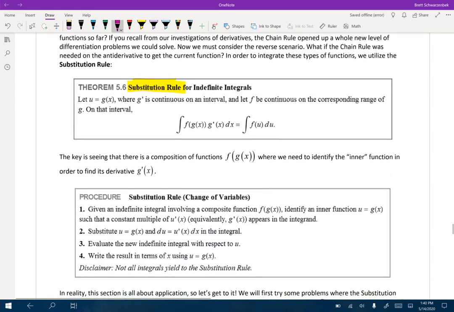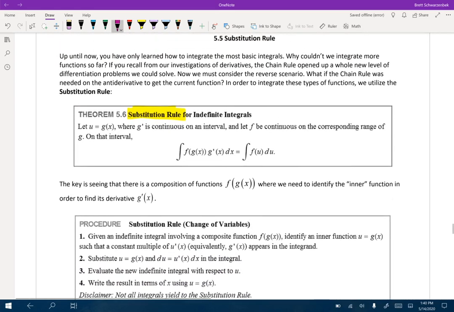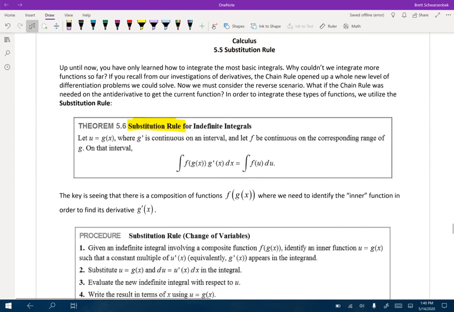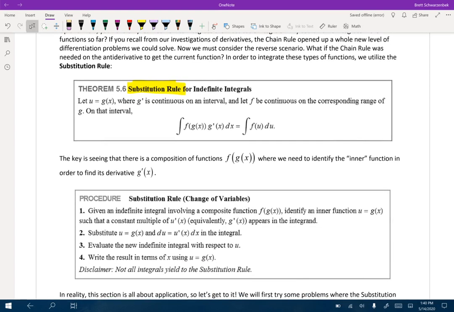So the substitution rule is very similar in strategy to the chain rule. If you remember the chain rule, it was all about identifying the inner function. So again, there's going to be some type of composition of functions, f of g of x, and the goal is to identify your g of x function, your inner function within that actual equation, and what you're going to end up doing with that inner function is taking the derivative of it. So what does that mean exactly?